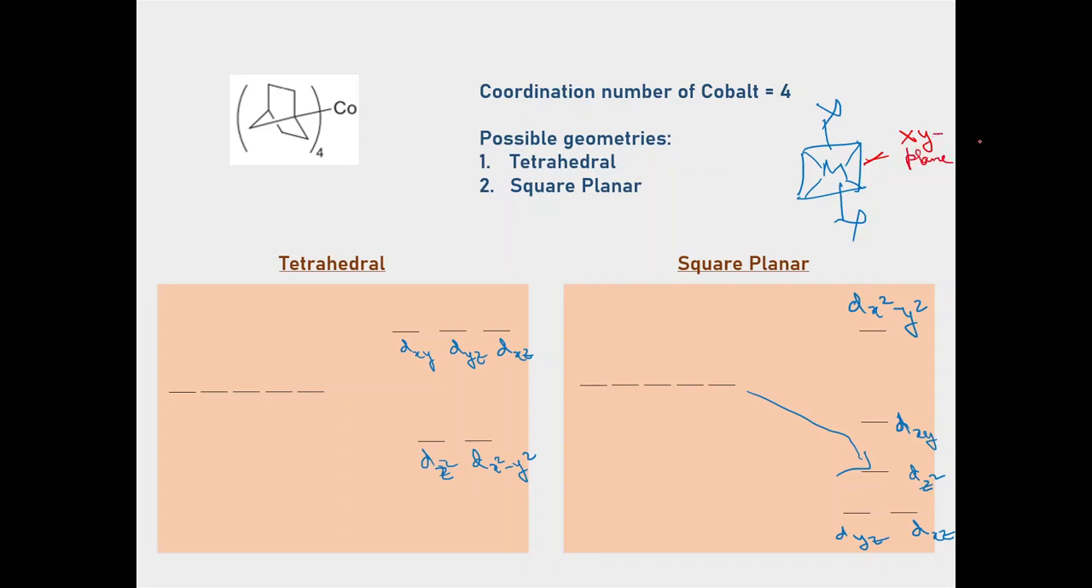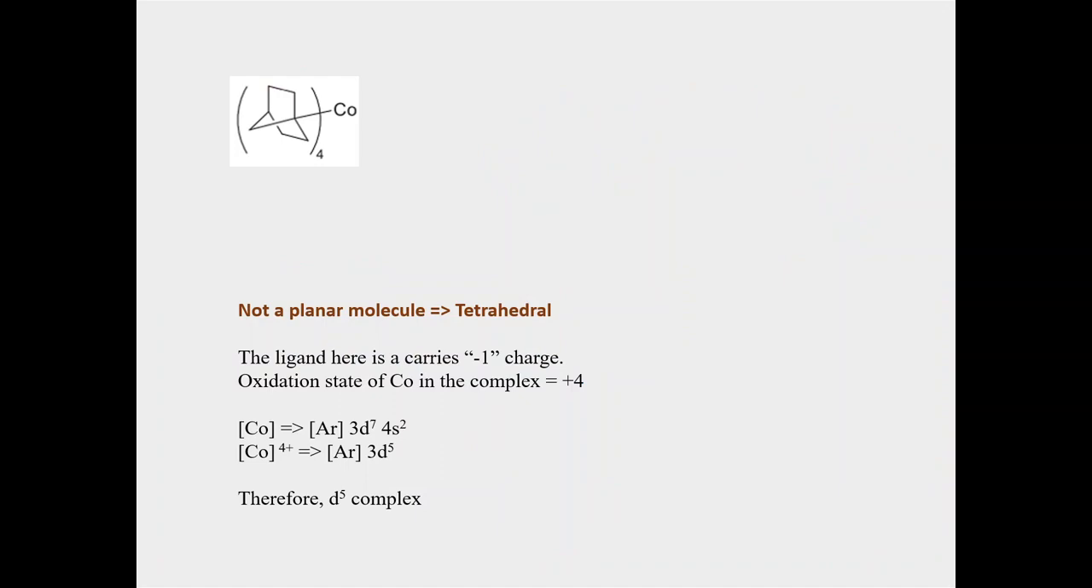So now, can you tell me that this norbornyl ligand, is it a bulky ligand or a very small ligand? Bulky ligand, right? So will it be possible for all the four ligands to come in the same plane? No. So then what is the geometry of this complex? Tetrahedral. Okay, so tetrahedral is the geometry for this complex.